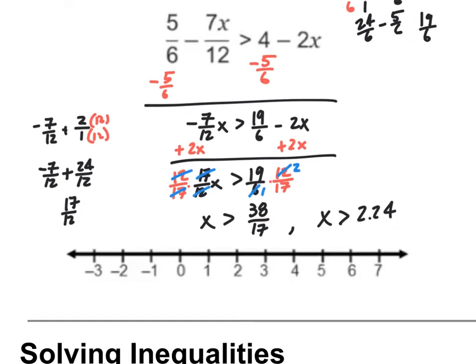Then I'm going to come over here and roughly find 2.24, roughly about here. At this point, I'm going to put an open circle, and the reason why is because I don't include 38/17, or I don't include 2.24. But I know that my values of x are larger than 2.24. I know that 3 is larger than 2.24, 4 is larger than that, 5 is larger. So I shade this way on my graph.